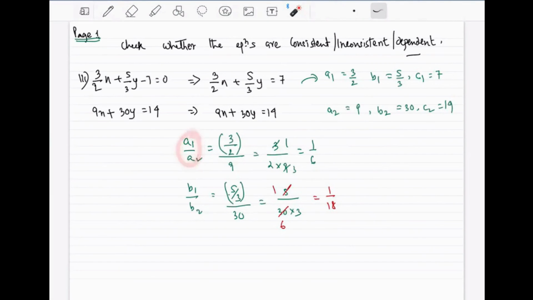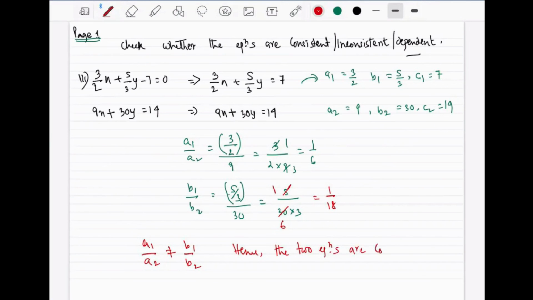So a1/a2, we have got 1/6 here. And what about b1/b2? b1/b2 is 1/18. They are not equal, right? a1/a2 is not equal to b1/b2. If they are not equal, you don't need to find out c1/c2, because if a1/a2 is not equal to b1/b2, it will be this condition right here. Not inconsistent, not dependent. So from here, I can say a1/a2 is not equal to b1/b2. Hence, the two equations are consistent.